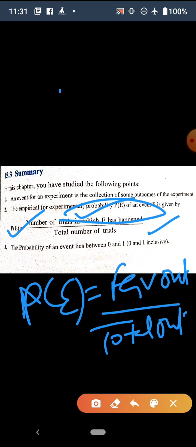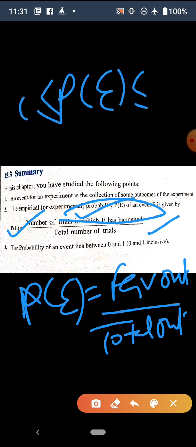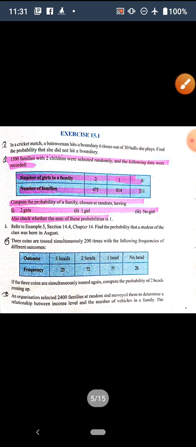And remember beta, the probability of any event has a value between 0 and 1. It cannot be negative, and it cannot be more than 1. Either the event will not happen, that is 0, or the event will completely happen, that is 1. So the probability will never be negative and never be more than 1. Remember this thing. See exercise 15.1.